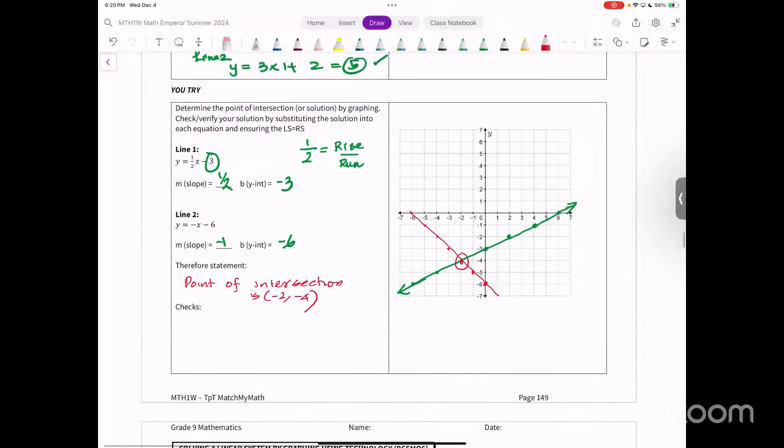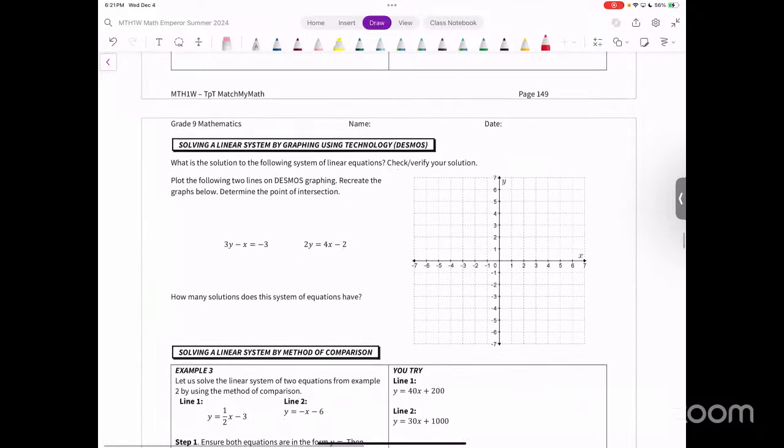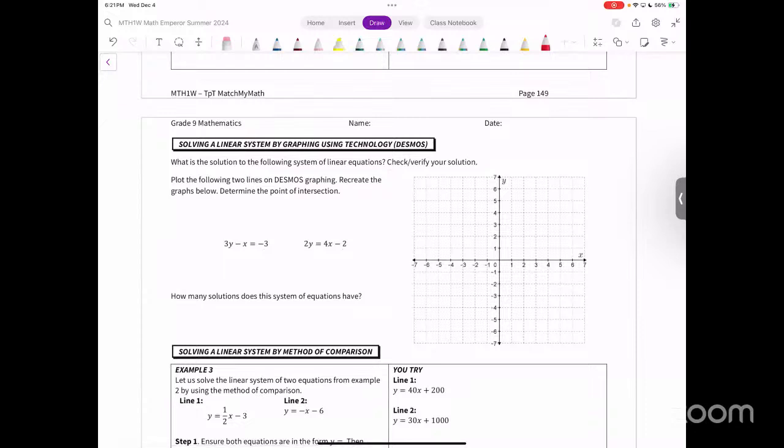Now let's check it. Y is equal to line 1, 1/2 x is -2 -3. 1/2 times -2 is -1, -1 -3 is -4, isn't it? Are you guys following that? So did you do the check? Did you write down the check? All right. So now we're going back to solving a system of linear equations using graphing technology.